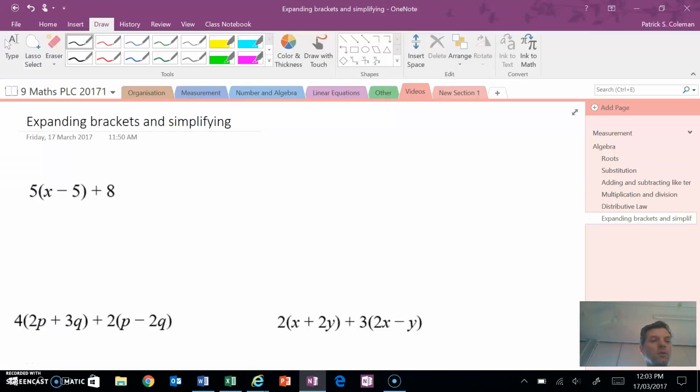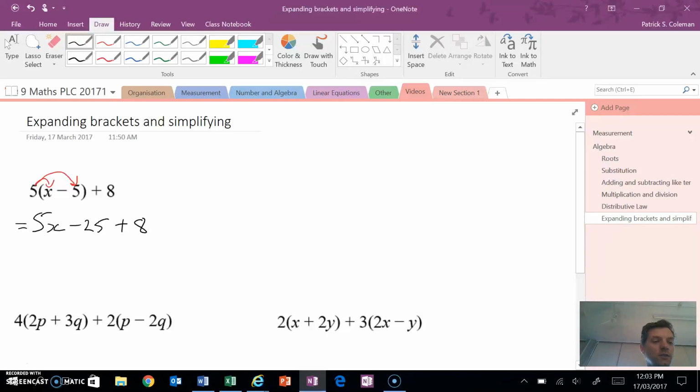In today's lesson, we're going to be building on our knowledge of expanding brackets and simplifying or collecting like terms. So we should remember the distributive law, in which case we take the number outside and distribute it to the numbers inside the brackets. So 5 times x would be 5x, and then 5 times -5, -25, plus 8. So what we've done is we've expanded the brackets out.